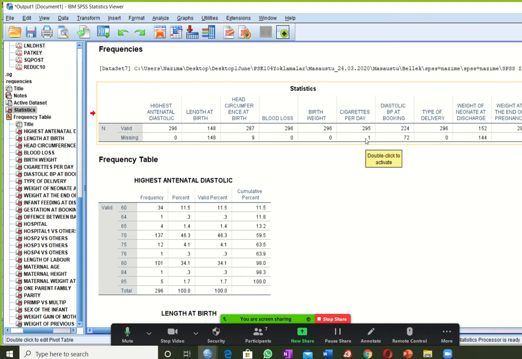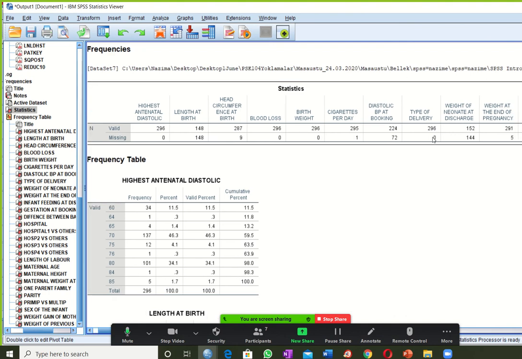So here you see that there is one missing. One mother didn't answer whether she was smoking or not. Here 148 people didn't answer, or the nurses didn't measure the length at birth of the child. Here 9 nurses didn't measure the head circumference. So these are the missing information here. And again, in health, sometimes it's possible to have missing information.